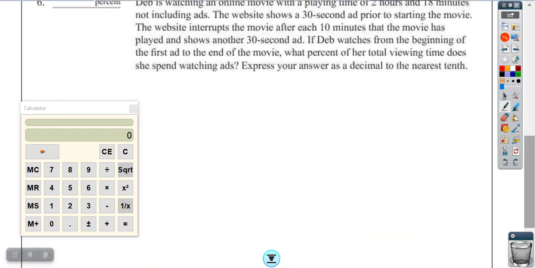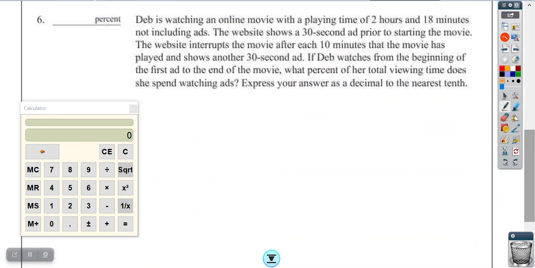That one was quick. Oh my gosh, more words. Dev is watching an online movie that's playing for 2 hours and 18 minutes, not including the ads. But you have a 30-second ad before the movie starts, and then one 30-second ad every 10 minutes. And so, oh geez, this is hours and this is minutes. And the question is, what is the total viewing time if she watches every ad all the way through to the end of the movie?